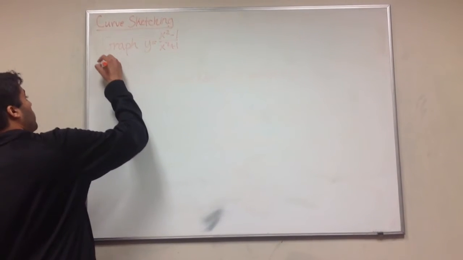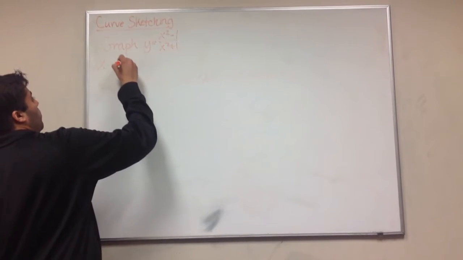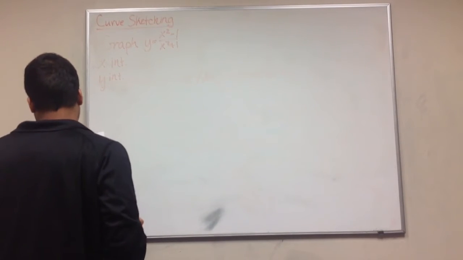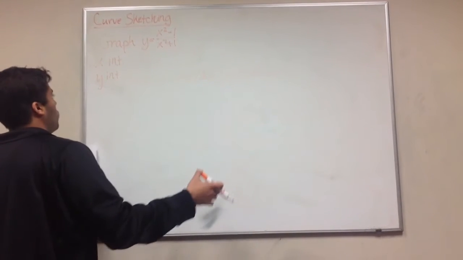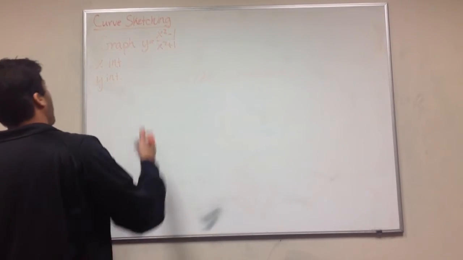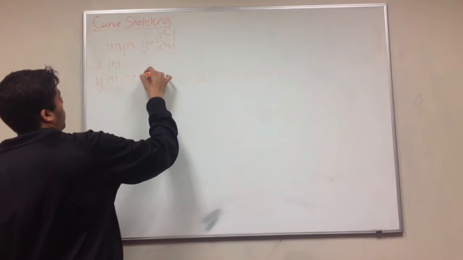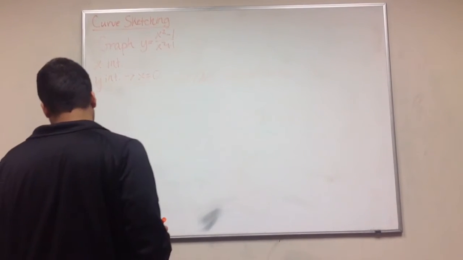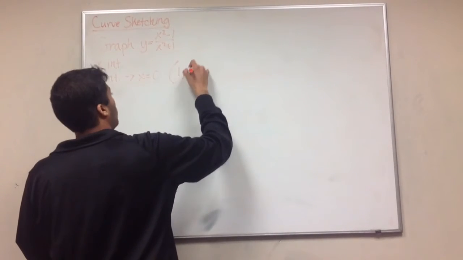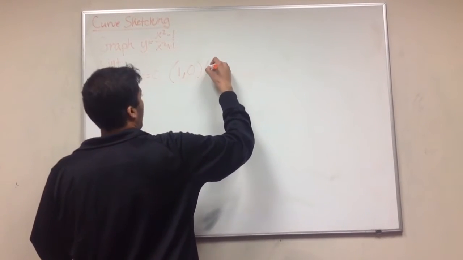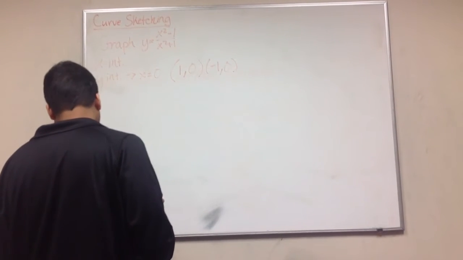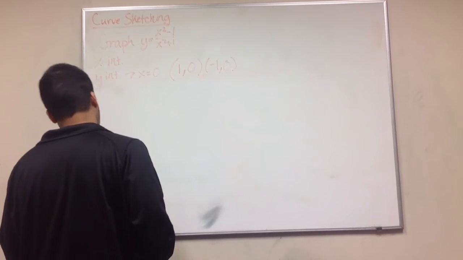Now to find the x and y intercepts, we're going to let y equal 0 for one and x equal 0 for the other one. For the y-intercept, we're going to let x equal 0. So we have both 1 and 0. We also have negative 1 and 0.